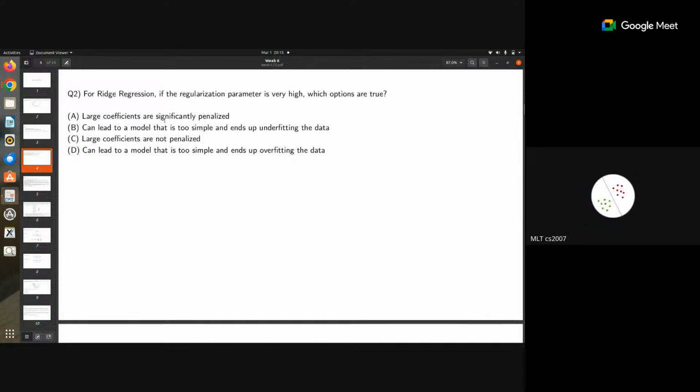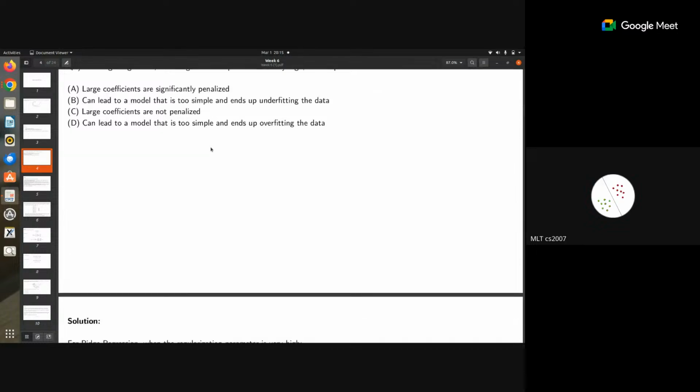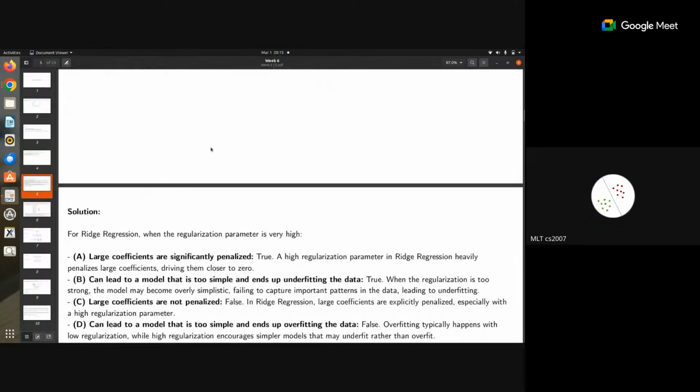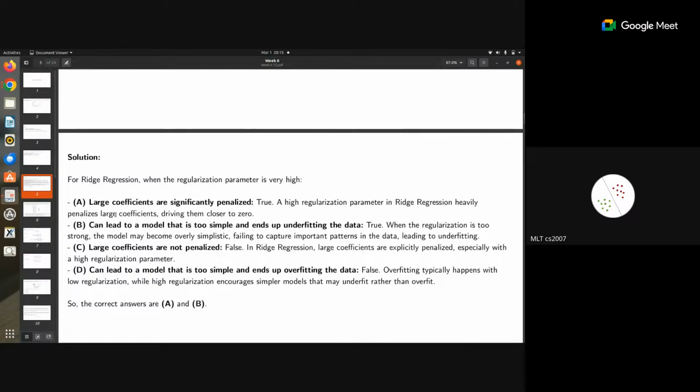So what will happen here? Large coefficients will be penalized. Large coefficients means large W's. W's will be large, so they get more redundant. We'll see one by one what is happening here. First is correct: large coefficients are penalized. Large coefficients are the W's. Whatever the larger W's are with the lambda, they will get penalized, and because of that it will become redundant, right?